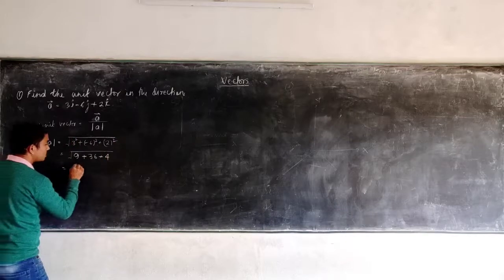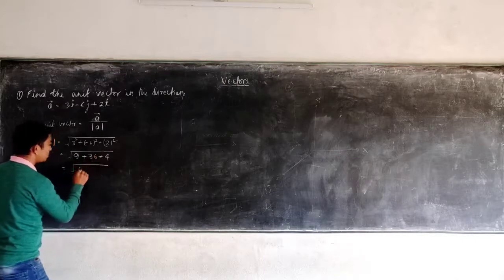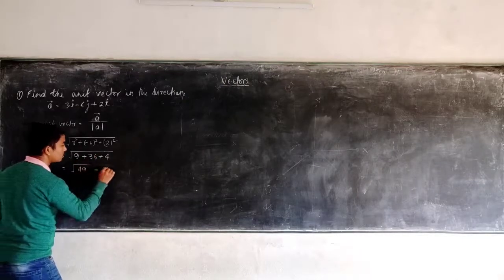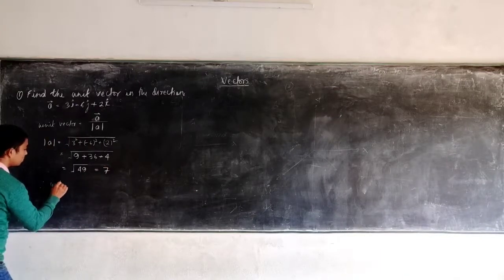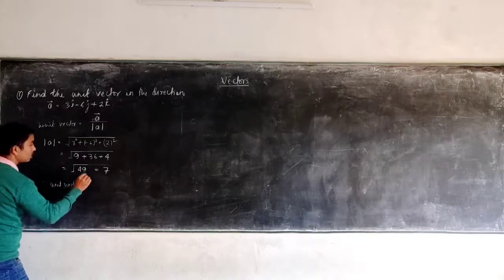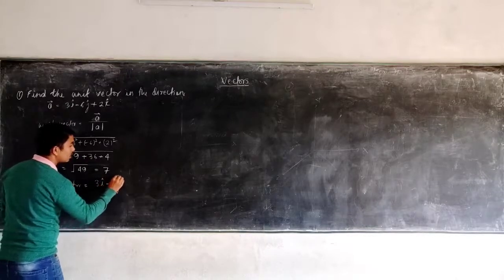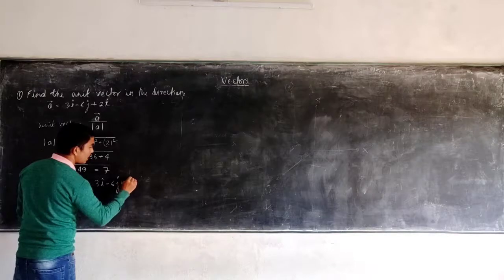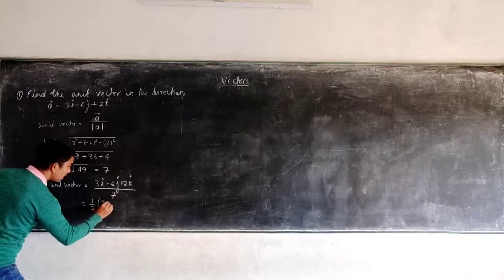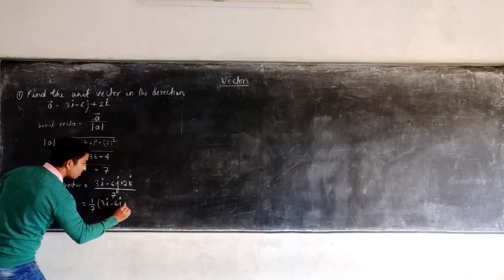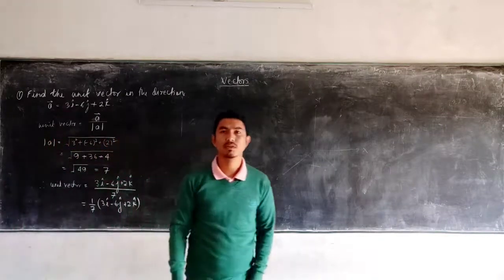So in total I will get 36 plus 9, which gives me 45. 45 plus 4 gives me 49, the square root of which is 7. So now what will I do? Therefore the unit vector will be equal to the given vector, that is 3 i cap minus 6 j cap plus 2 k cap divided by 7, or you can also write this as 1 by 7 into 3 i cap minus 6 j cap plus 2 k cap. Okay, so this is how we find the unit vector along the direction of a given vector.